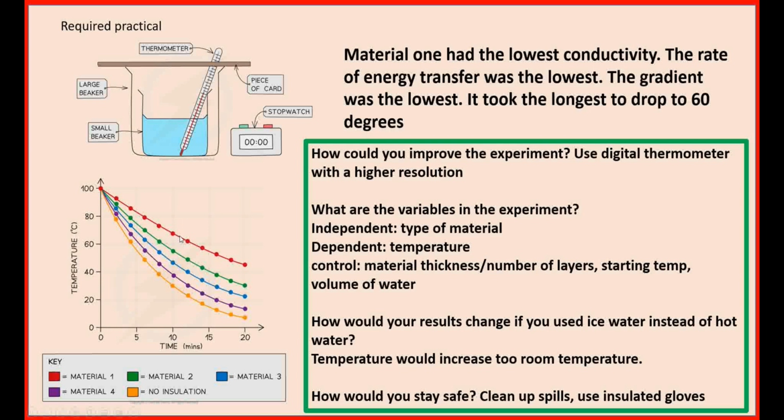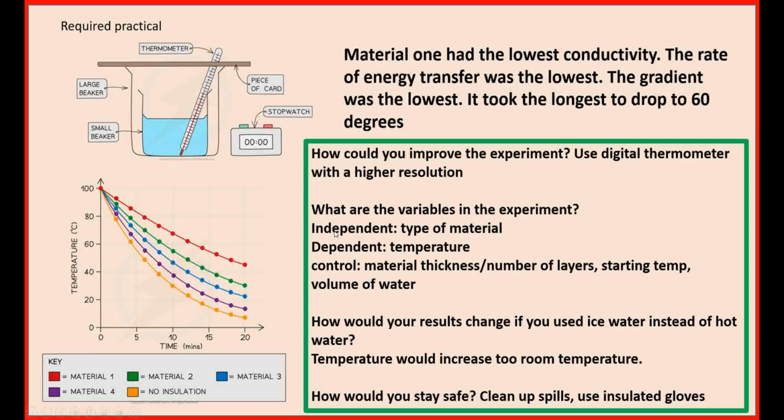Okay, you could improve the experiment. You could use a better thermometer, so you could use one with a higher resolution. You could look at smaller changes in temperature. You could repeat it and find an average. That's always going to improve and remove random errors. You could have a better case of a lid at the top. All these things could improve your experiment.